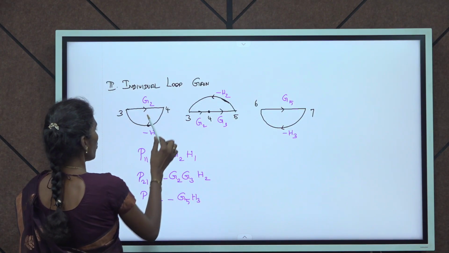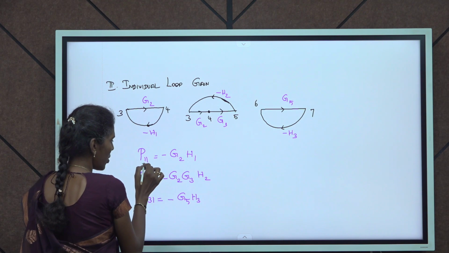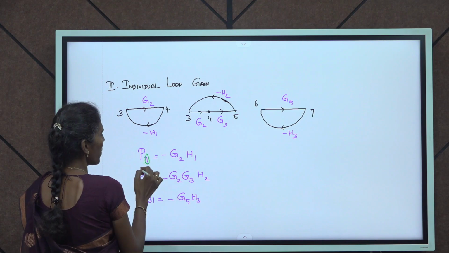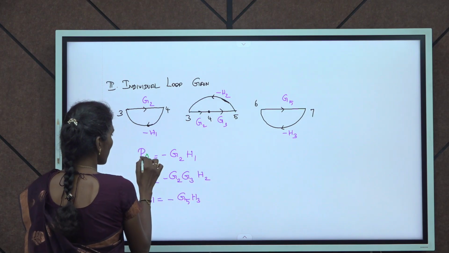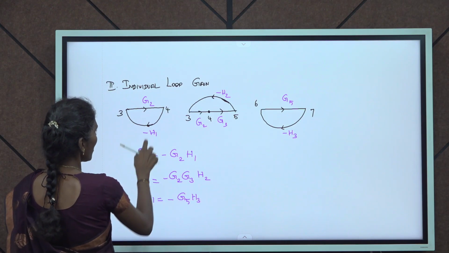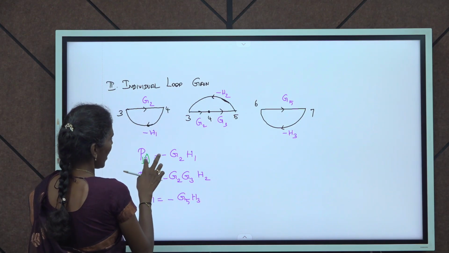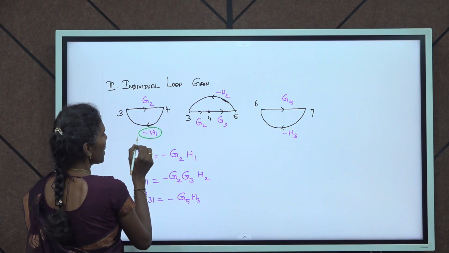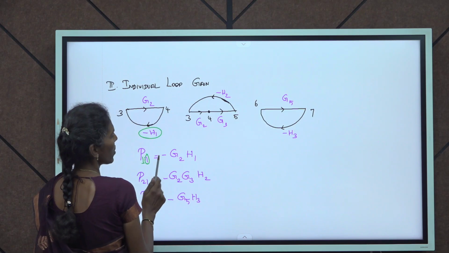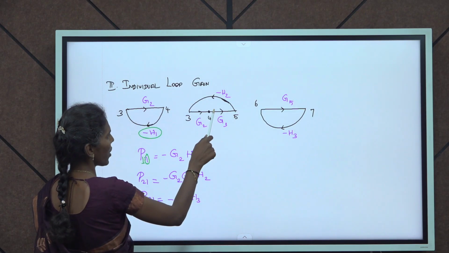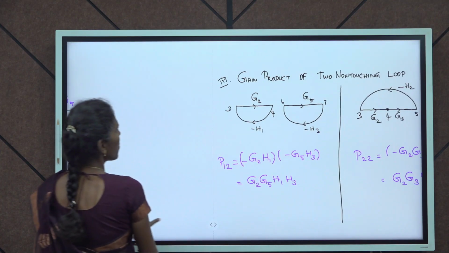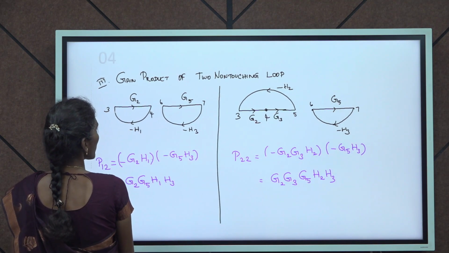So this is the individual loop gain, and here we have mentioned a 2-digit number, and it represents that this is the single loop, and among these 3 loops it is the first one that is mentioned in the first number. So P11 indicates it is the first loop in the single loops, and this is the gain. We have to multiply the signal along with its sign. So the path gain P11 is minus G2H1, similarly for the gain P21, and this is for the individual loop gain 3.